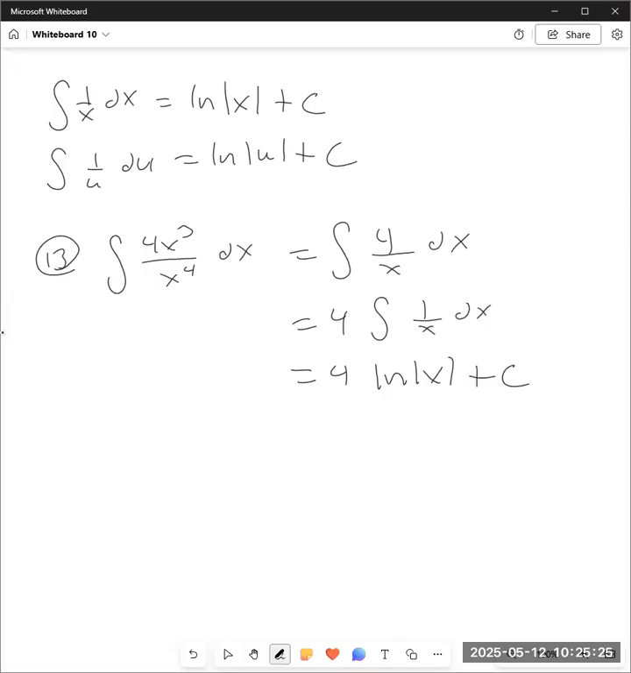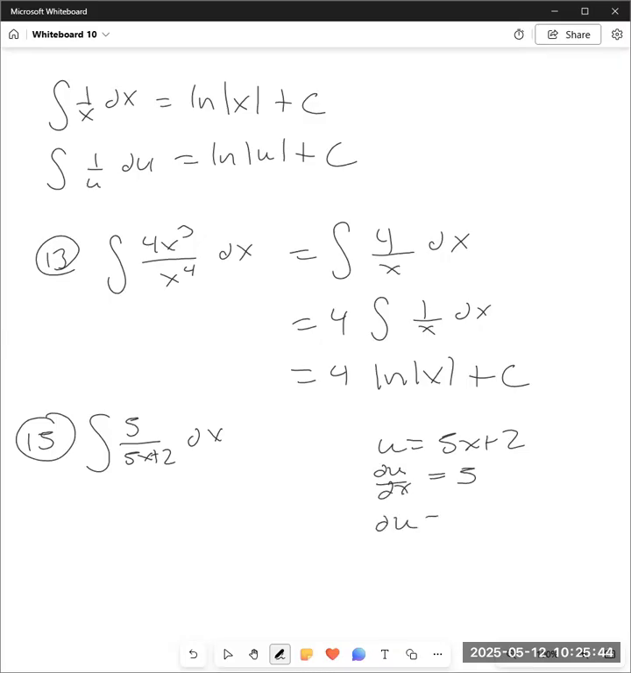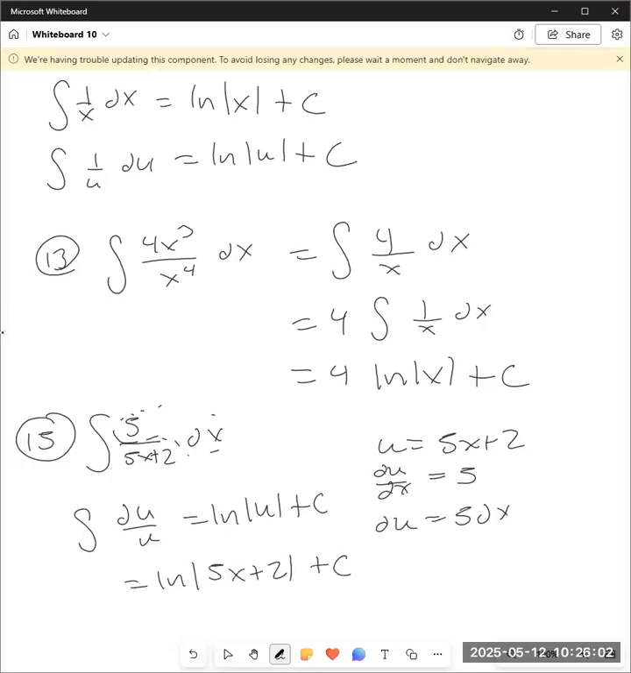Let's look now at number 15, which is the integral of 5 over 5x plus 2 dx. I'm going to make my u the denominator, 5x plus 2. My du dx will be 5. Du will be 5 dx, which is what I have right here in my numerator. So this is du over u. It's ln of the absolute value of u plus c. It's going to be ln of the absolute value of 5x plus 2 plus c.